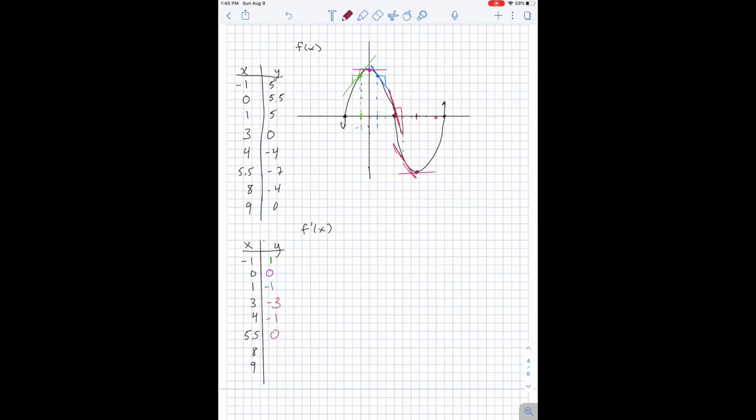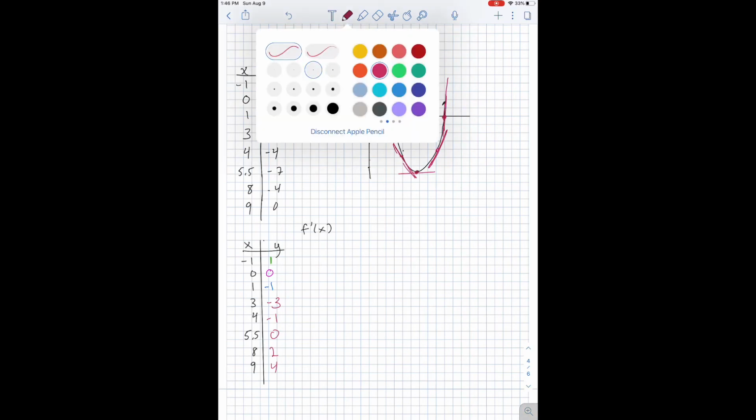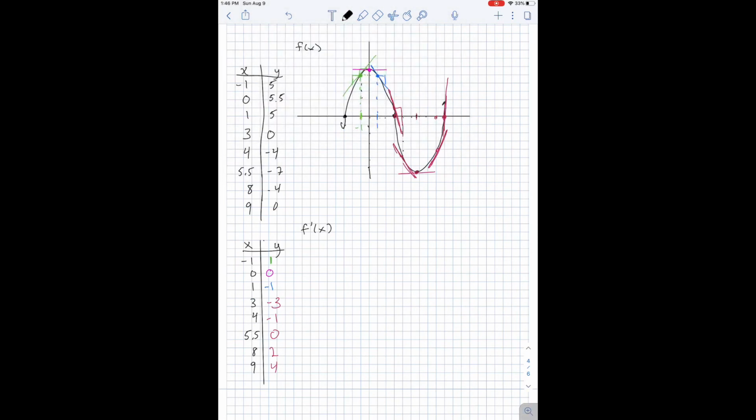We jump over to 8, and now we're at a positive slope. Let's call that, I don't know, maybe 2. And by the time we get up to 9 again, we are fairly steep. Maybe it's a 4 or something like that. Okay, now let's plot these and see what they look like.